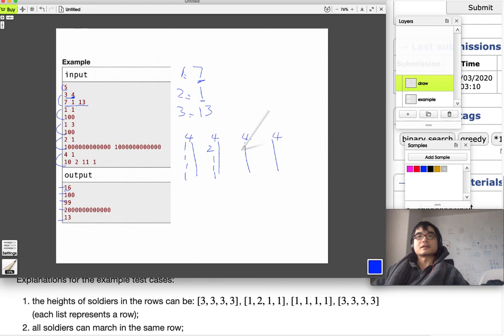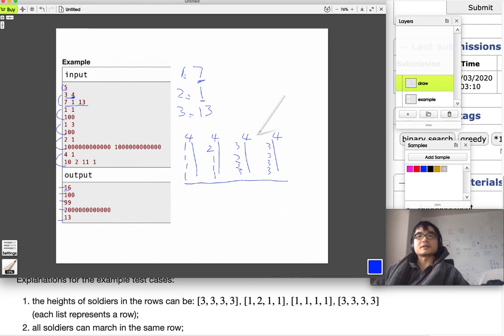Okay, so move to the third row. We can put 4 3s here, right? The same as the last row, we can put 4 3s here, right? So that is the maximal number of people we can put in the parade, because we had to make sure that we have 4 rows filled up, right?